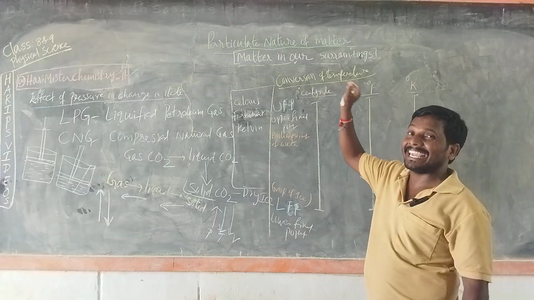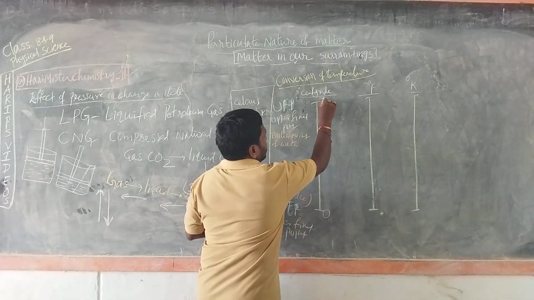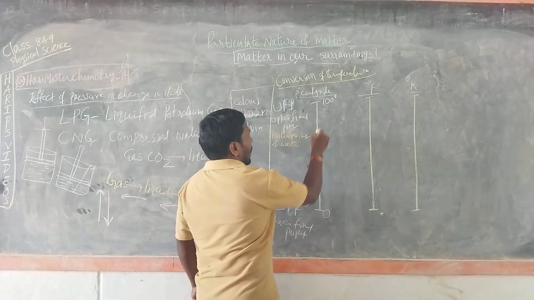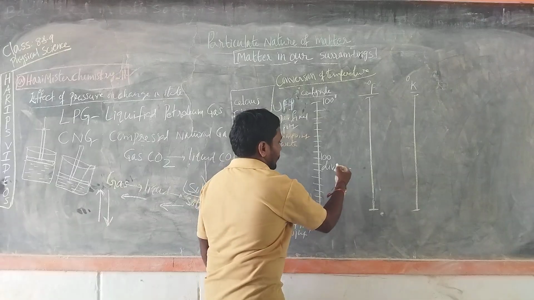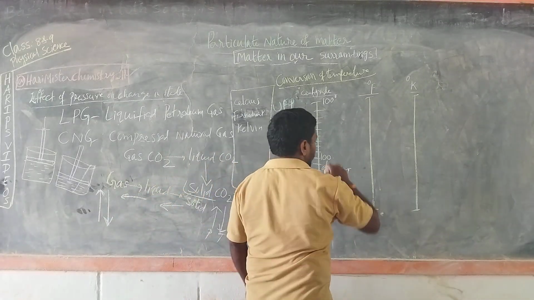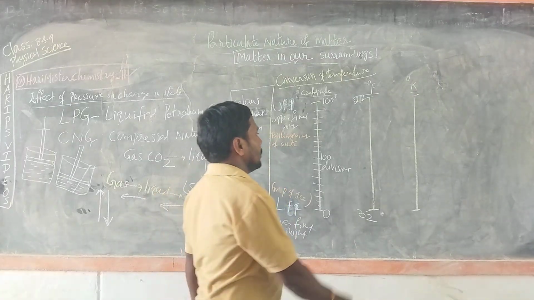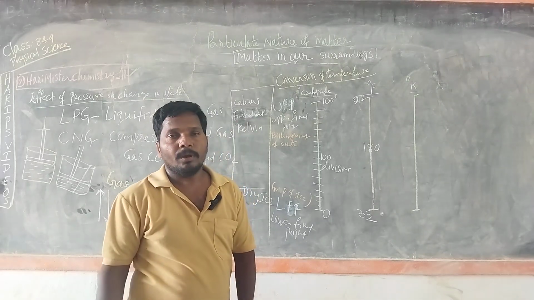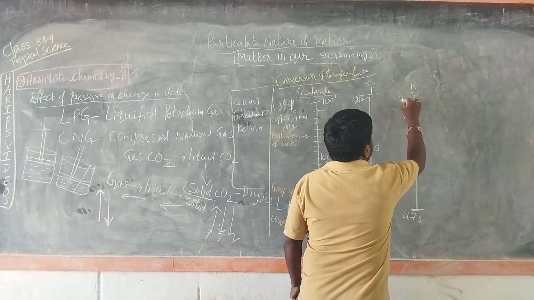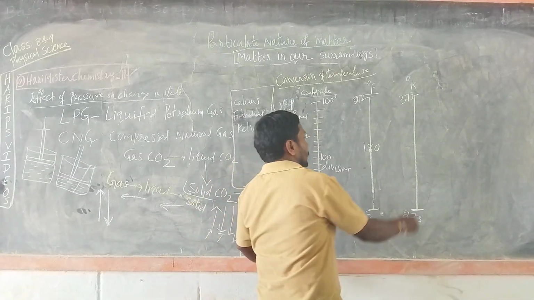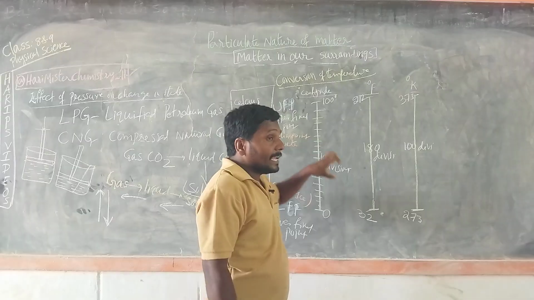In the degree centigrade scale or Celsius thermometer, the lowest fixed point is 0 and the highest fixed point is 100, so there are 100 divisions. In the case of Fahrenheit, the lower fixed point is 32 and the higher fixed point is 212, so in between there are 180 divisions. In the case of Kelvin, it is 273 to 373, and here also there are 100 divisions.